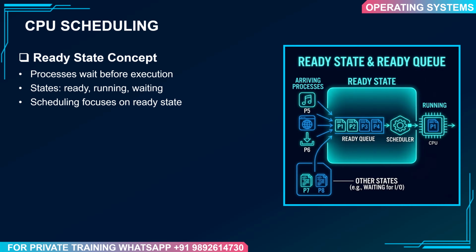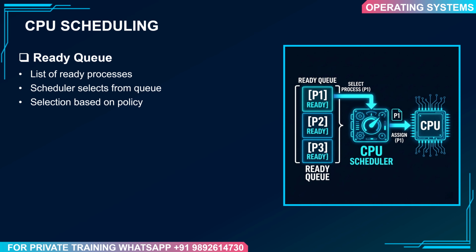Now, where do these processes wait before getting CPU time? They wait in something called a ready state. You might remember from earlier discussions that processes move through different states like ready, running, and waiting. CPU scheduling mainly deals with processes that are ready to run but are waiting for their turn. So the OS maintains a list of these ready processes, often called the ready queue. The scheduler picks one process from this queue and assigns it to the CPU.